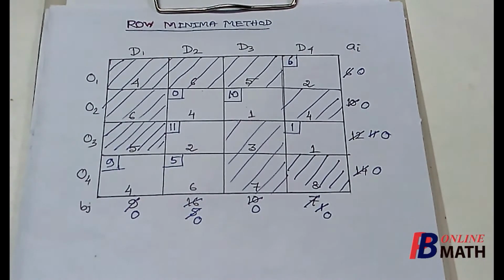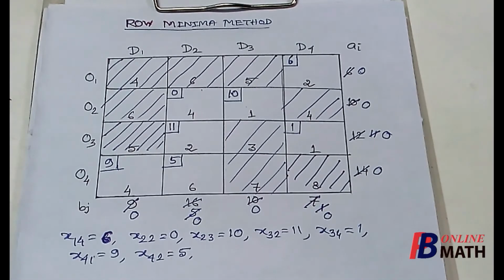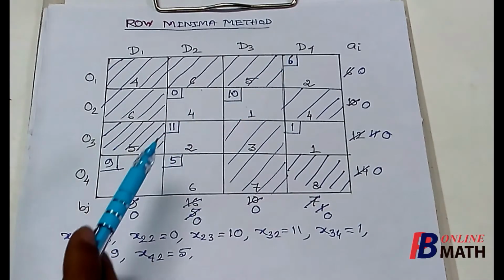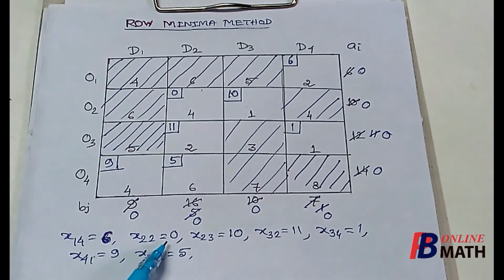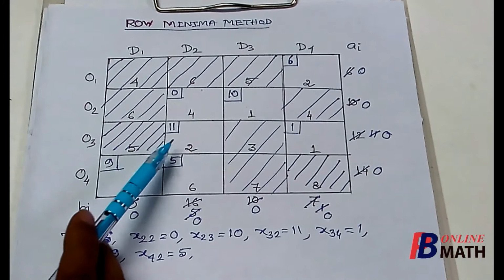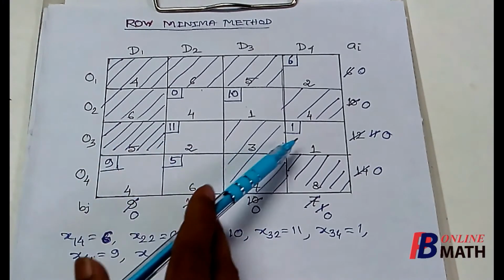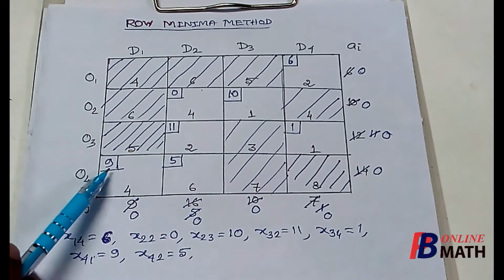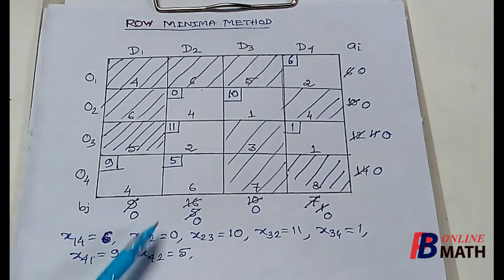So let us write this solution here. If we write the solution here, then we find that x14 equal to 6, x22 equal to 0. Although this is 0, this is a basic variable. Next, x23 equal to 10, x32 equal to 11, x34 equal to 1, x41 equal to 9, and x42 equal to 5. So these are the values of these 7 basic variables, and all the remaining 9 non-basic variables are 0.